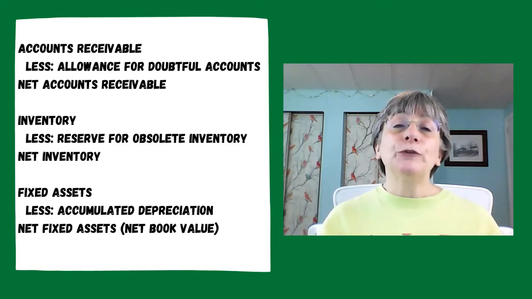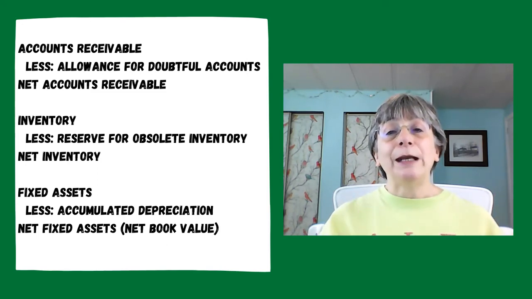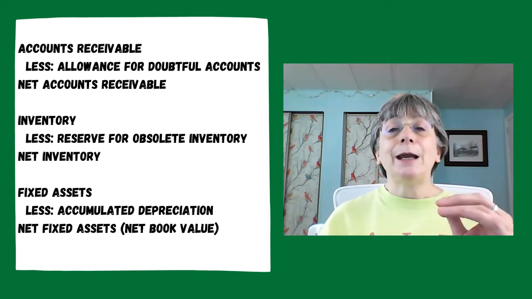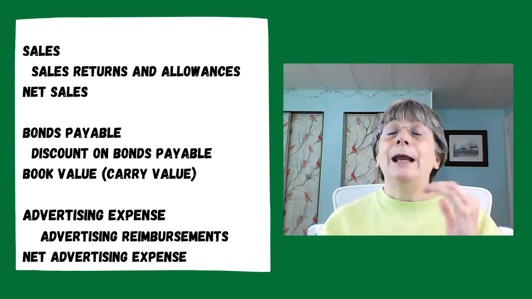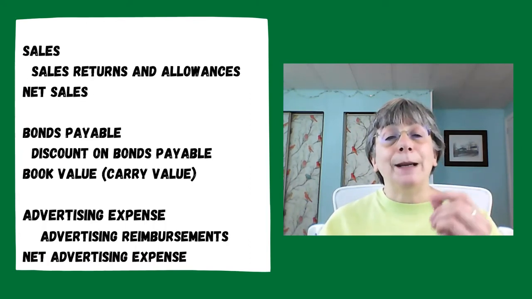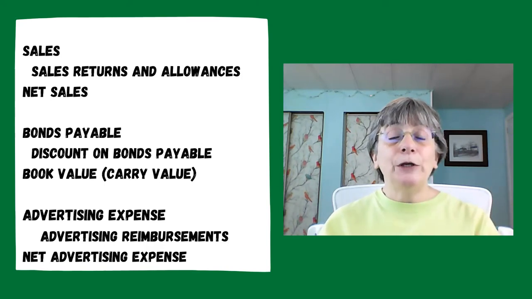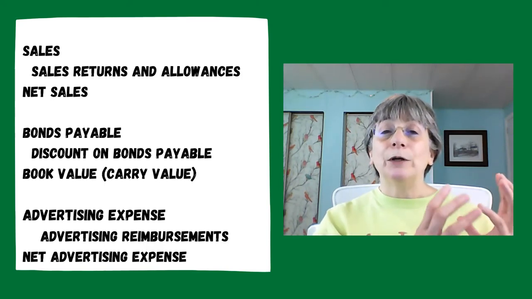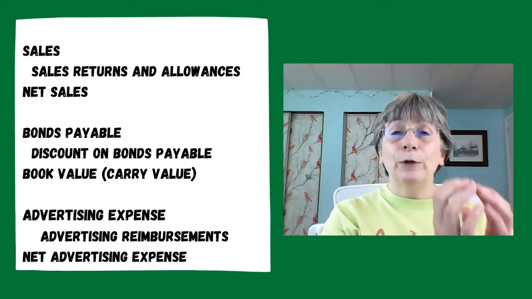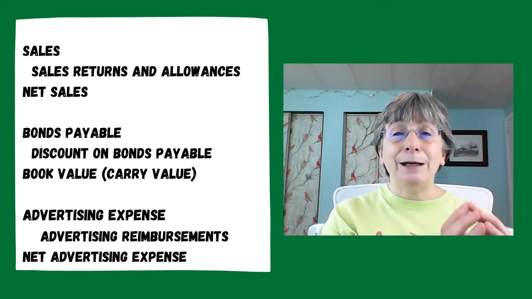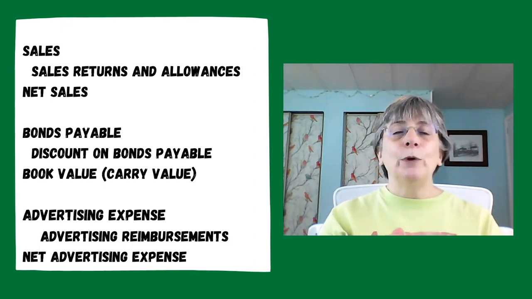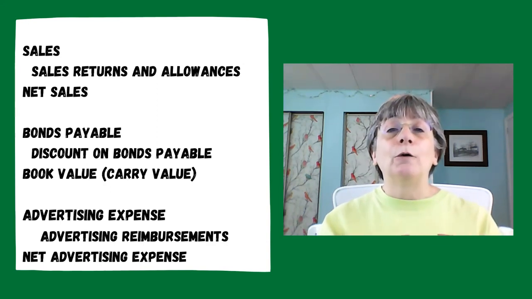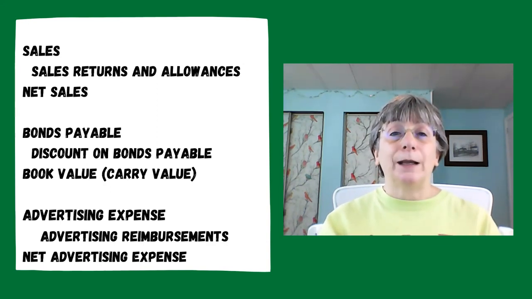And once we've posted to those contra accounts, when we get to the financial statements, you will see the main account and then the contra account that it's paired with, and then the net value of that main account. So that's why we use contra accounts. We want to preserve the original data in the main account, but we also want to recognize that that may not be the overall true value of that account.